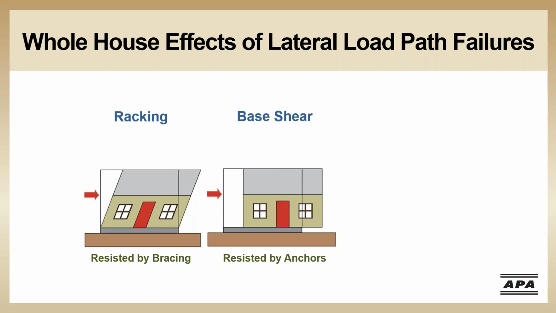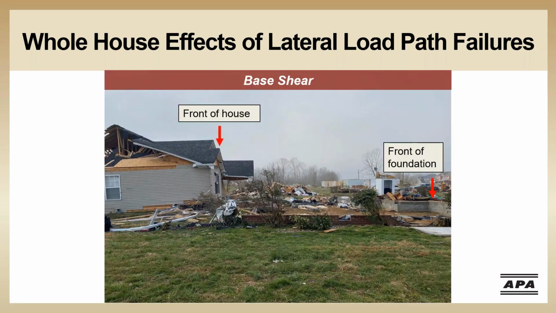Another type of failure that can occur is called base shear. Base shear occurs when a house is not sufficiently anchored to the foundation. As the lateral load attempts to move from the framing members into the foundation, the connection between the house and the foundation fails, and the house slides off the foundation. This house remained relatively intact as it slid 45 feet off its foundation during a tornado.